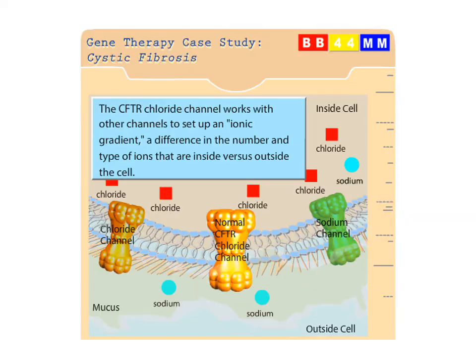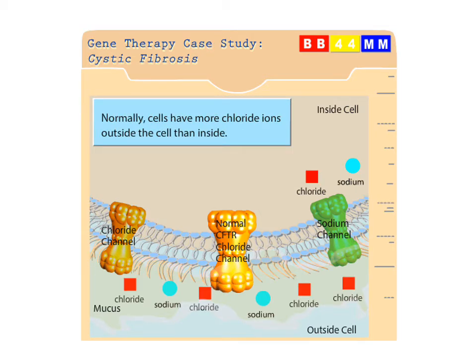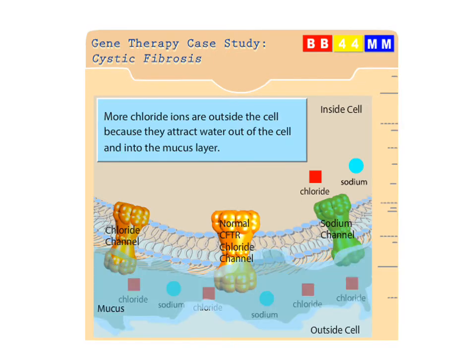We see the chloride channel in yellow, and there's also a sodium channel in green on the right. Normally, the CFTR chloride channel works with these other channels to set up an ionic gradient, which is a difference in the number and type of ions inside versus outside. So we're looking for a balance between the chloride and sodium ions. Normally, cells should have more chloride ions outside the cell than inside. So it's not strictly a balance per se, but it's achieving the correct ratio of where these ions are located.